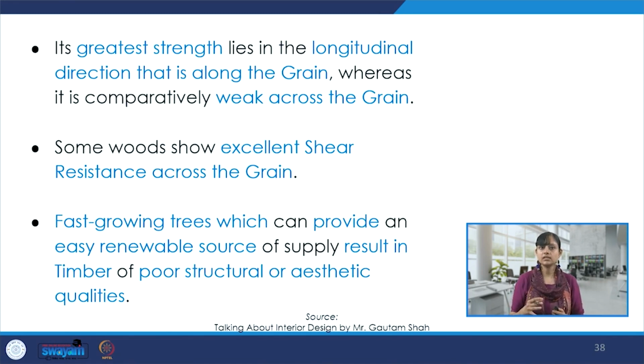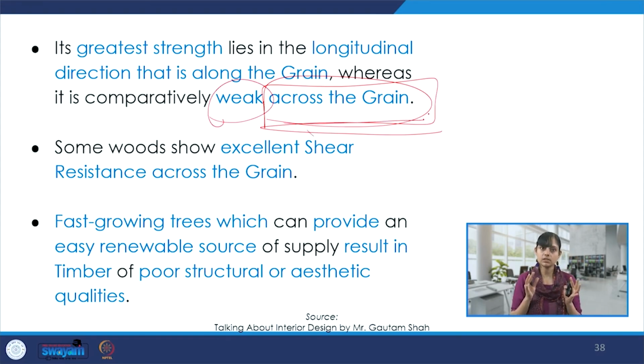Its greatest strength lies in the longitudinal direction, that is along the grain. We just saw 6 kinds of grains and we tried to understand the direction and the alignment of cells and hence a certain structure of grains. So the greatest strength lies in the longitudinal direction, that is along the grain, whereas it is comparatively weak across the grain. This the interior designers need to really understand well. And some woods show excellent shear resistance across the grain. So even though it is comparatively weak across the grain, some timbers show excellent shear across the grain. So there are always exceptions, in some cases.